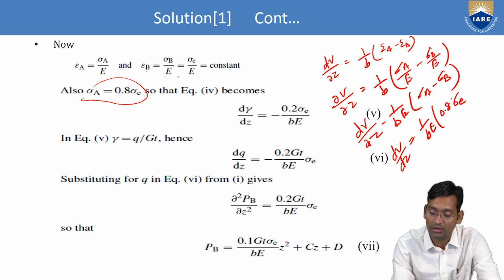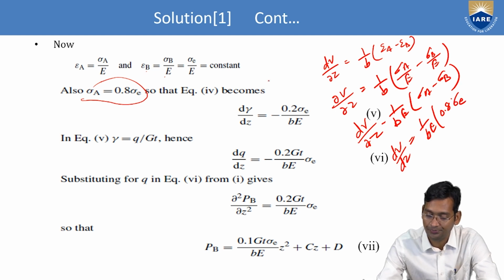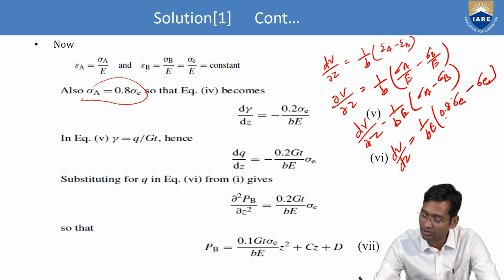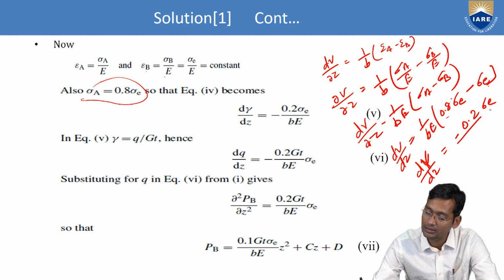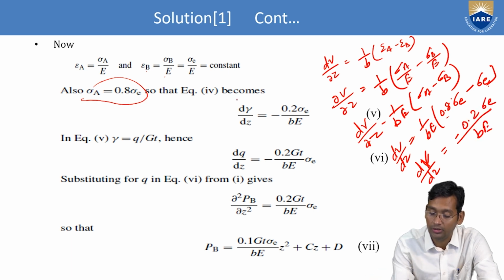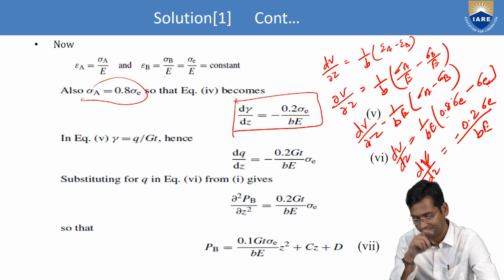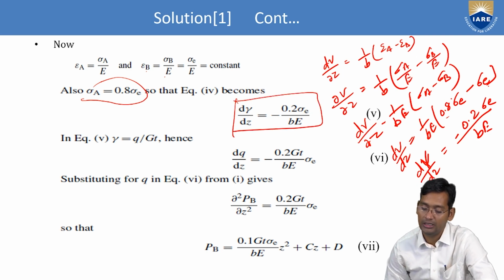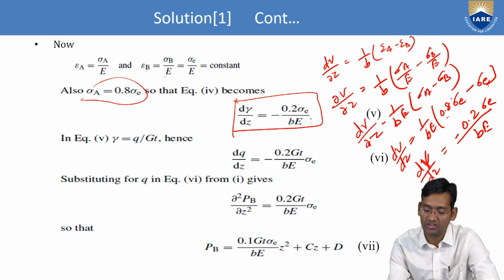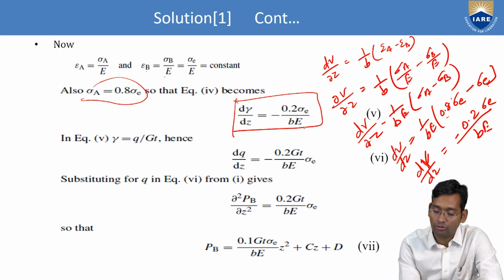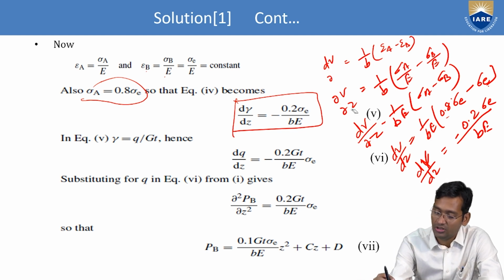And what is sigma B? Sigma B is sigma E, so minus sigma E. After subtracting, what you will get? Minus 0.2. So d gamma by dz equals minus 0.2 sigma E by BE. So here we got this one: d gamma by dz equals minus 0.2 sigma E by BE. This is equation number 5.